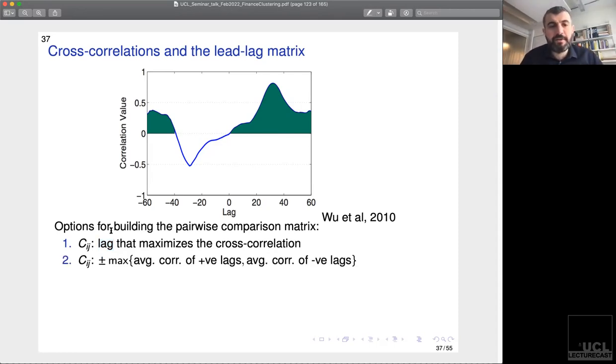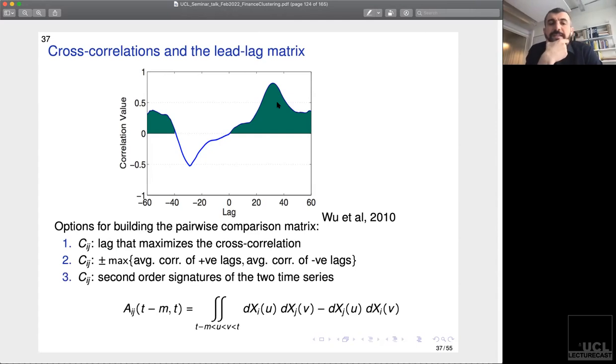Something slightly more clever you can do is look at the area under this curve for the positive lags, and the area under the negative lags. Then, depending on which of these two masses is larger, I direct the edge from I to J or J to I. And something else that we've used, which so far seems to work best on real data, is using second order signatures.